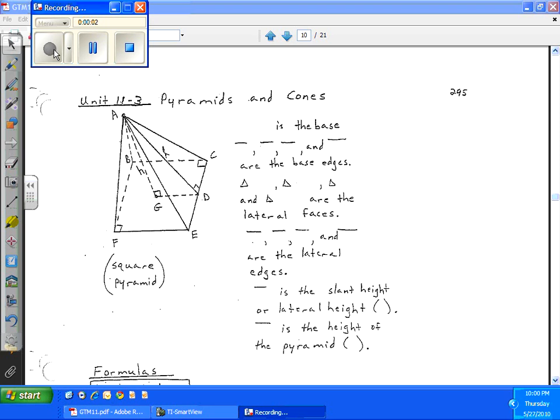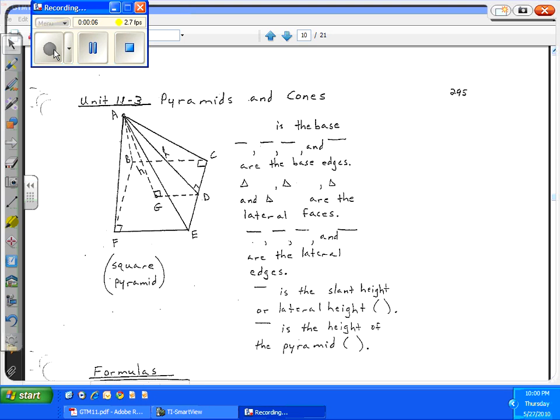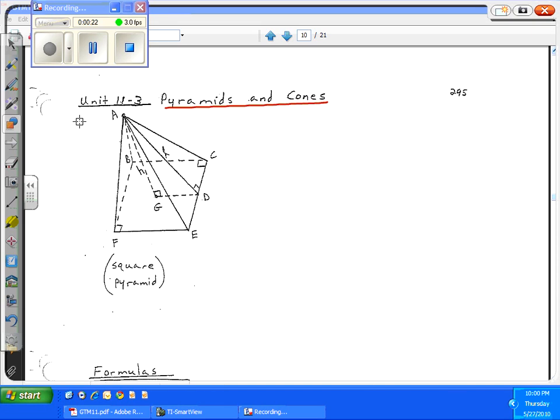Unit 11.3, we're going to be finding the lateral area, total surface area, and volume of pyramids and cones. Now, all these blanks that are to be filled in here, I'm going to leave for you to look to your student edition to study, and I'm just going to talk about those pieces and parts.